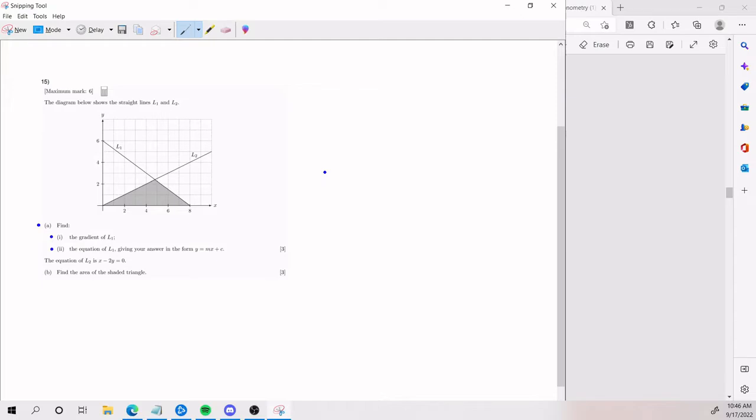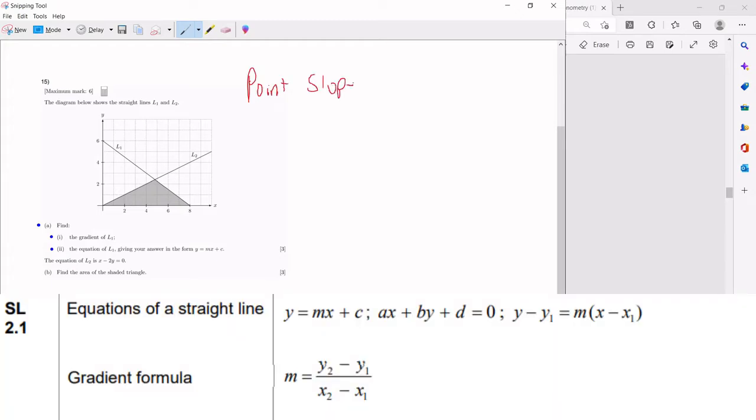Since we need to find the equation of L1, we might as well go for that immediately, which will give us the gradient. So we knock off two birds with one stone. In order to create a line, as you've seen in my other videos, you have the point slope form. This is usually the best way to create a line. There are some quicker ways, but this is the most reliable way.